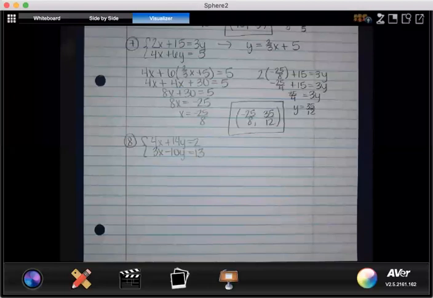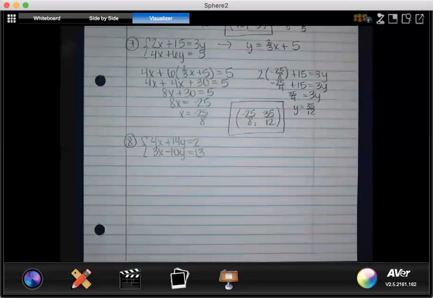All right, let's see how you did on number 7. So your final answer should be negative 25/8 and 35/12. Go ahead and look over my work and see if you can find your error. And if not, always feel free to email me or private comment me if you have concerns about that one. Let's move on to number 8.